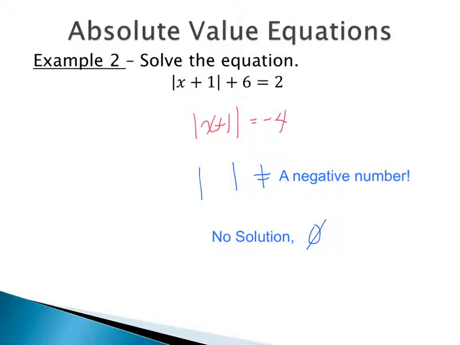If you did walk through this by hand, say you made two equations, x plus 1 equals negative 4 and x plus 1 equals positive 4, when you went back to check, those two solutions would not work in the original equation. So just keep in mind that if you always walk through it and solve, make sure to go back and check to verify that neither solution works, which is why you'd have no solution.